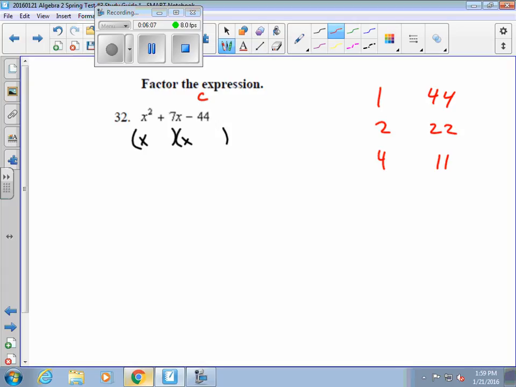6 doesn't go into it because 6 times 7 is 42. 7 doesn't go into it because, again, 7 times 6 is 42. And 8 doesn't go into it, neither does 9 or 10. So these are the only three pairs of factors we have.